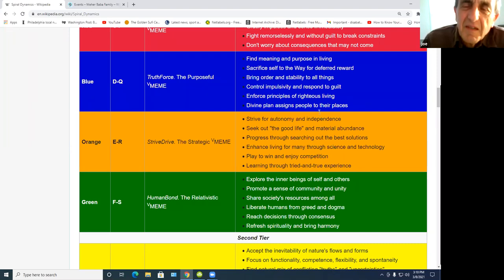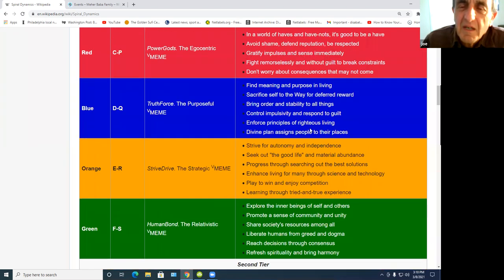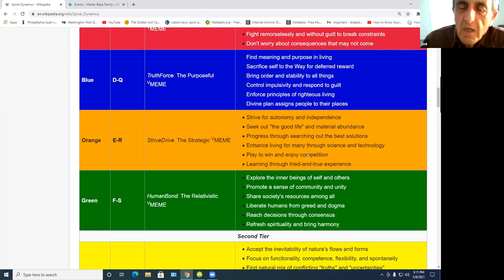Each stage tends to distrust and dislike the one next to it. So Green doesn't like Orange because of the mess they make. Blue is threatened by Orange because you're breaking the rules, you know.